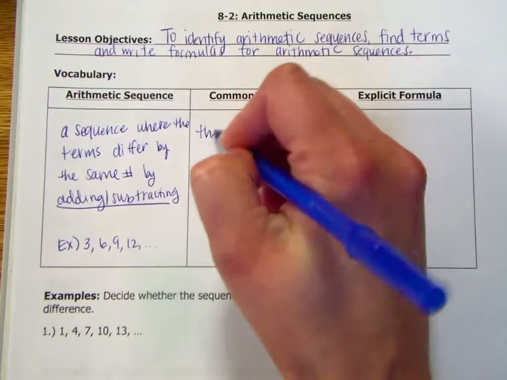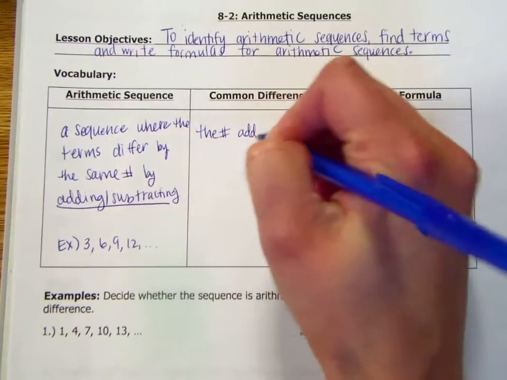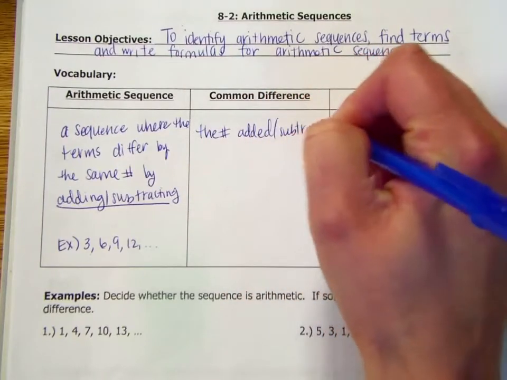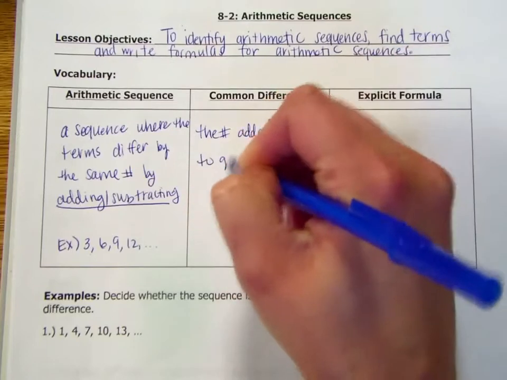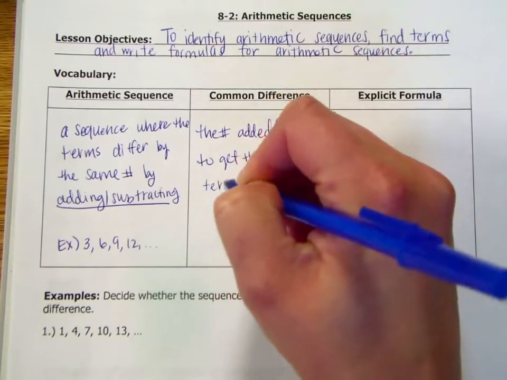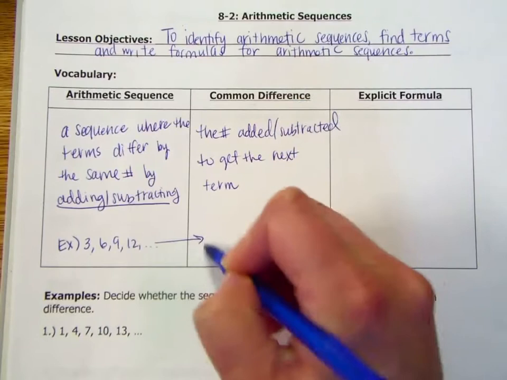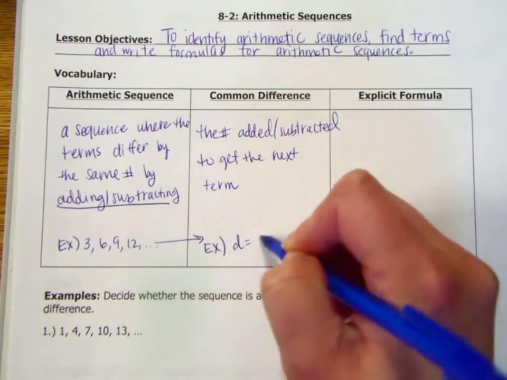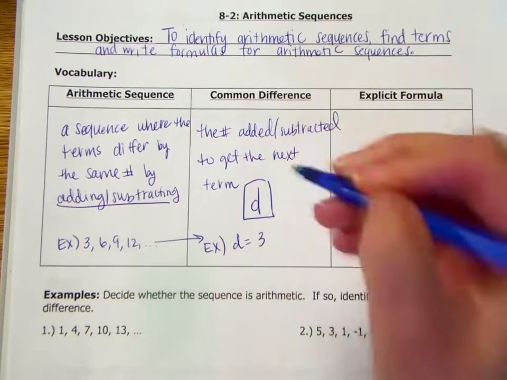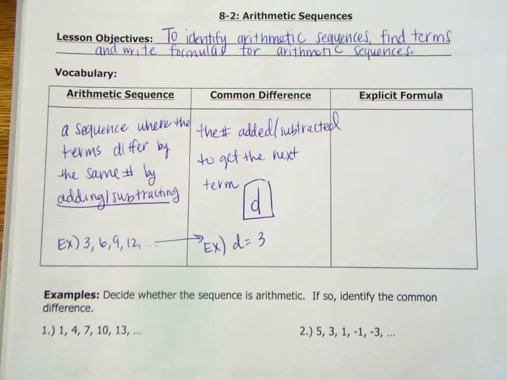This is that number that is added or subtracted to get the next term. So in that example, the common difference is 3. We use the lowercase letter d to indicate common difference.